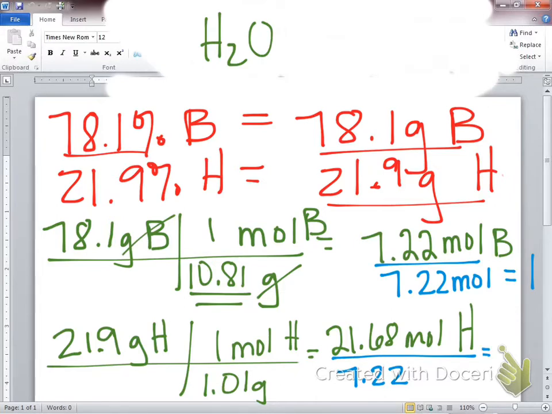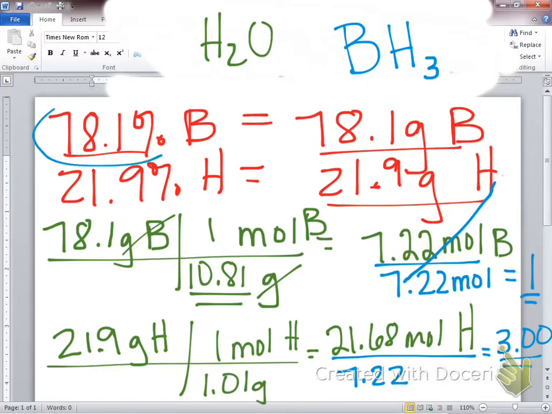Okay, so what did we get when we took 21.68 divided by 7.22? Yeah, we get 3.00, which gives us a whole number ratio. That means our ratio of boron atoms to hydrogen atoms is 1 to 3. So we can put together our empirical formula to equal BH3. Okay, that means for this particular compound that is 78.1% boron and 21.9% hydrogen, it has this formula.